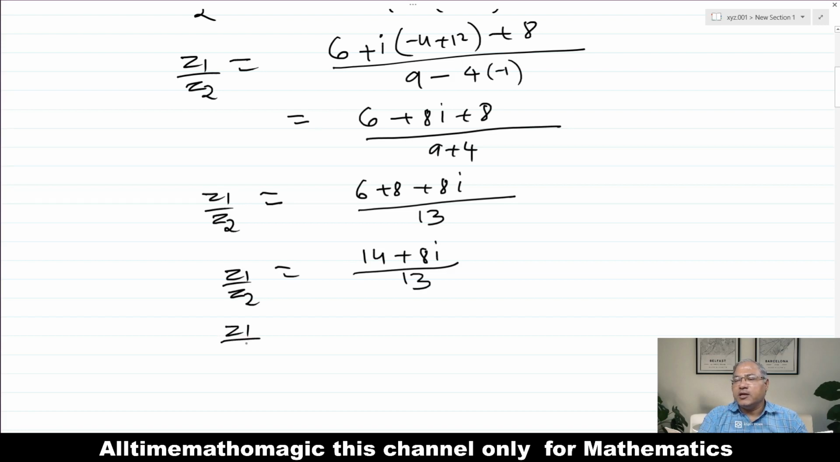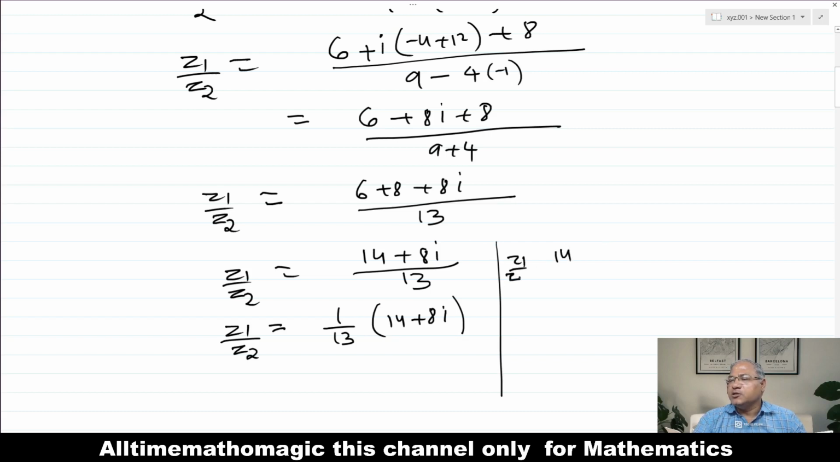This result can be written in two or three different ways. The first way: 1 upon 13 into 14 plus 8i, this is one way we can write the answer. And the second way, Z1 upon Z2 equals 14 upon 13 plus 8 upon 13i. This way also the answer can be written. So these are the two ways you can write this answer. This is the way we can do the division of complex numbers.